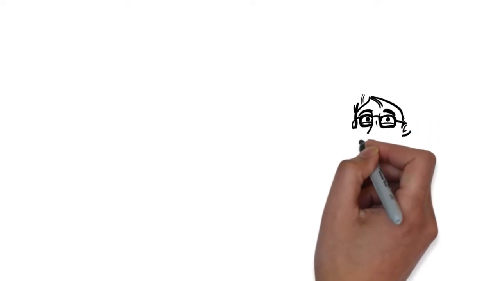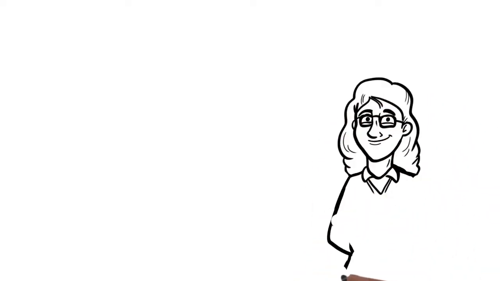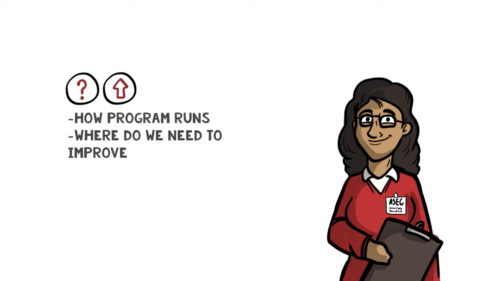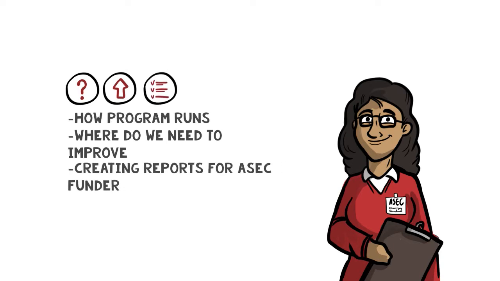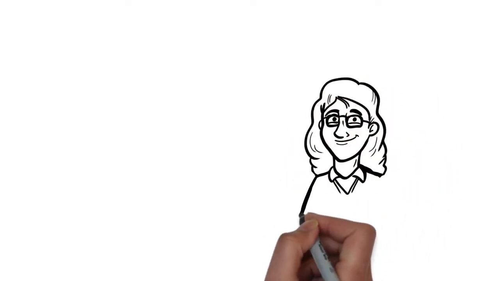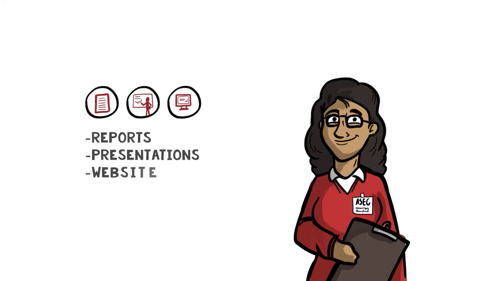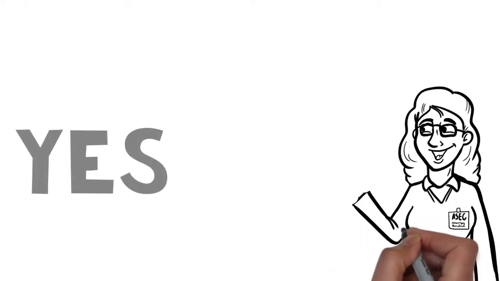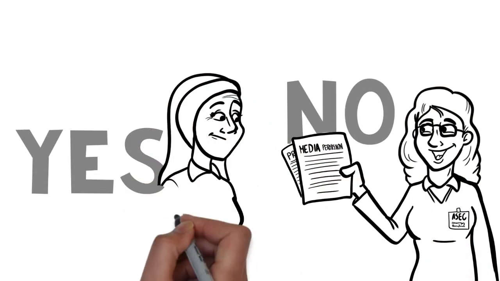The first permission form is the participant permission form. If you give ASEC permission, we can use the information you give us to see how the program runs, determine where we need to improve, and create reports for our funder. Your answers could also possibly be used for research studies. The second permission form is the media permission form. If you give ASEC permission, we can use photos or videos of you in our reports, presentations, website, or printed materials. Feel free to say yes, I give permission, or no, I do not give permission to either form.